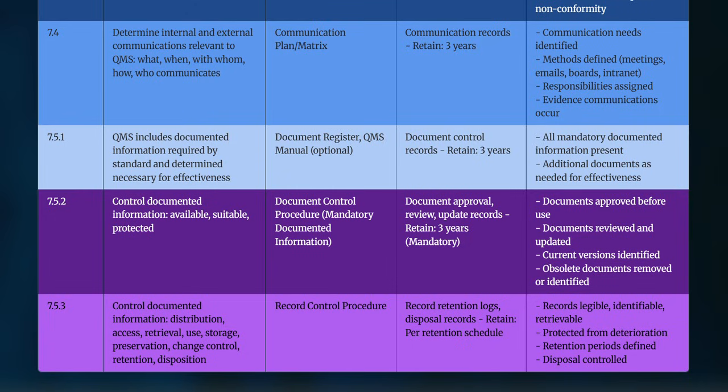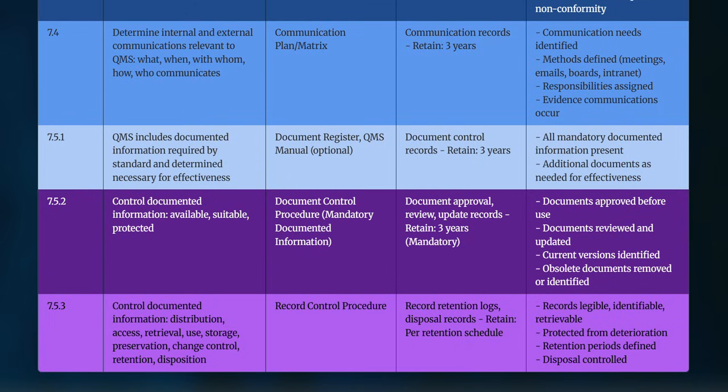For clause 7.5.2, it requires you to have control. Documented information must be available, suitable, and protected. The document you need here is a document control procedure, which is a mandatory requirement. And you need document approval, review, and update records. Those records are mandatory, and you need to retain them for 3 years. And examples of those requirements which you can present as evidence for the auditor include documents approved before use, documents reviewed and updated, current versions identified, and obsolete documents removed or identified.